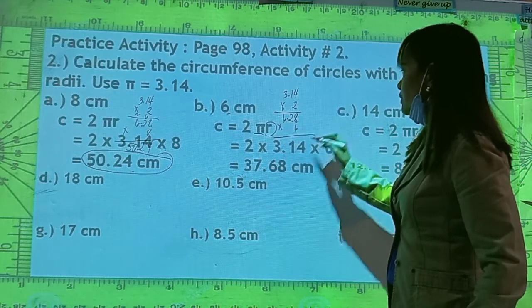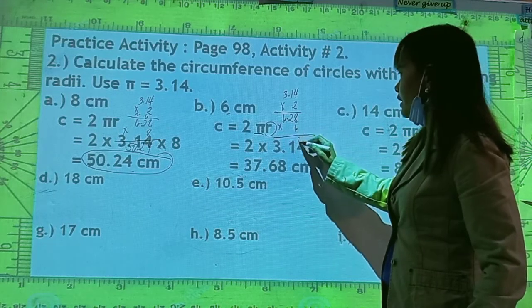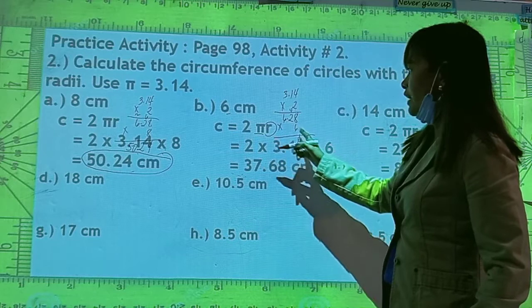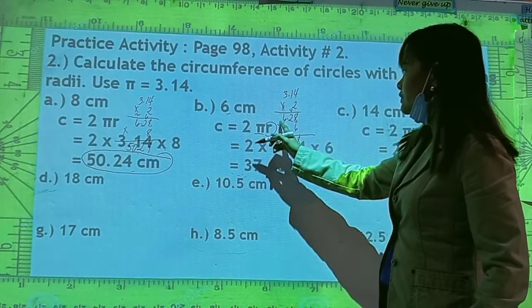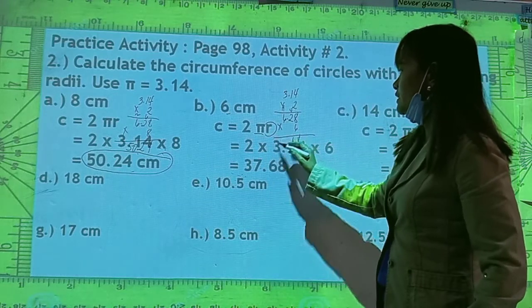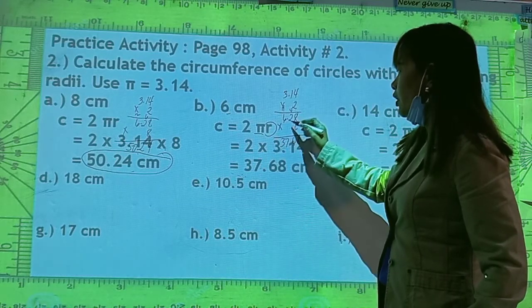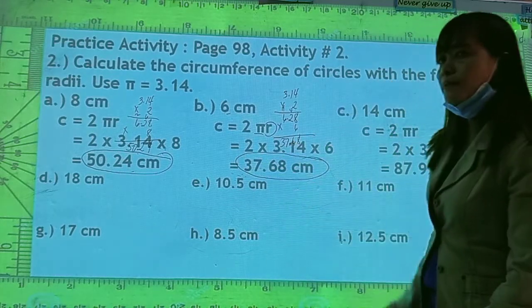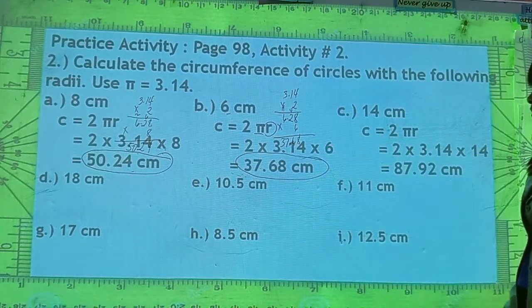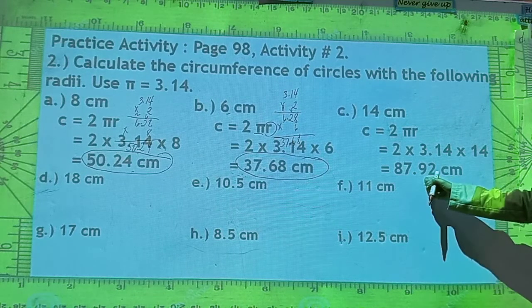Okay, so 8 times 6 is 48, carry 4. 2 times 6 is 12, 12 plus 4 is 16, carry 1. 6 times 6 is 36 plus 1, 37. How many decimal places? 1, 2, 1, 2. Therefore, the answer is 37.68 centimeters.